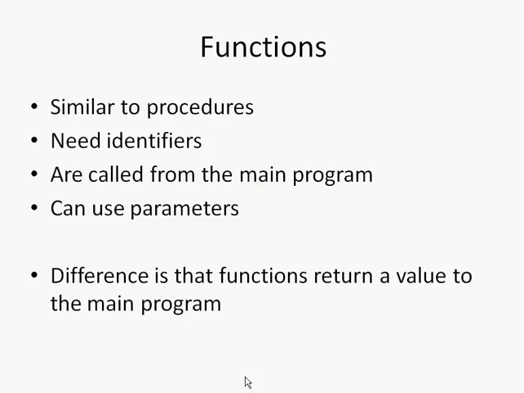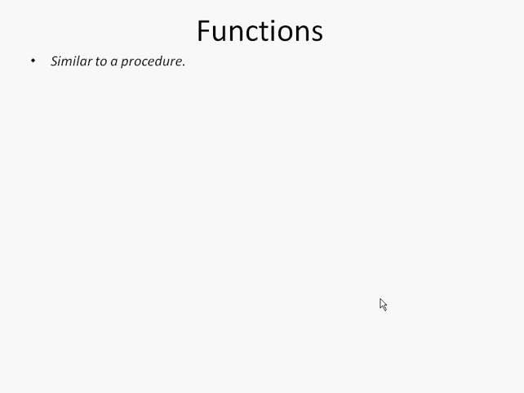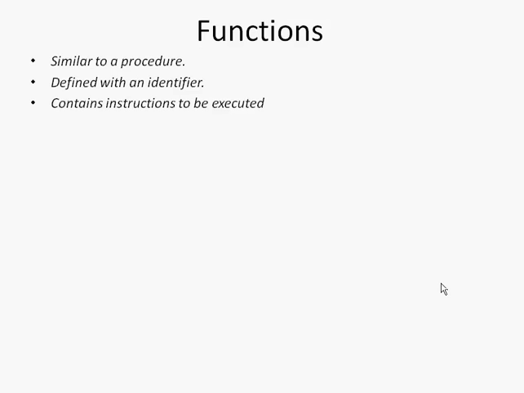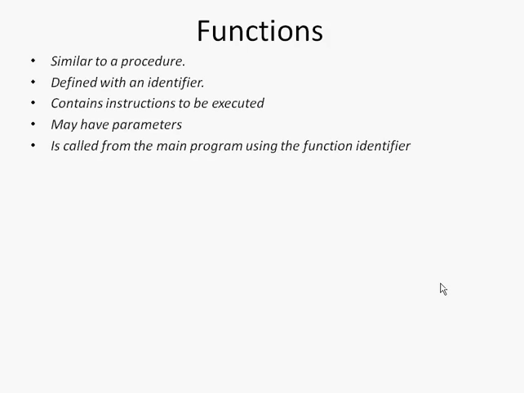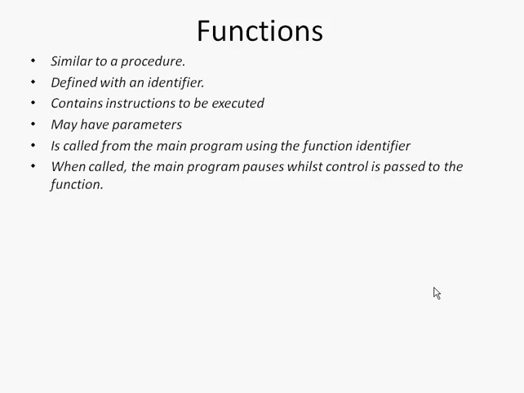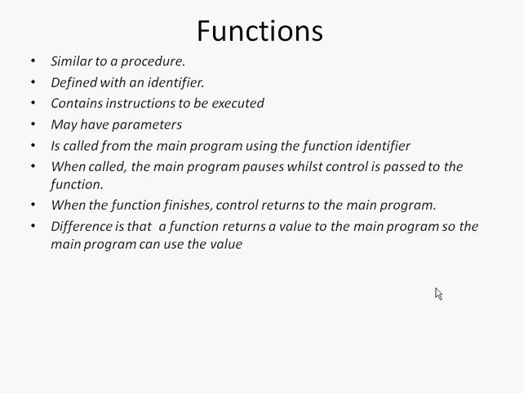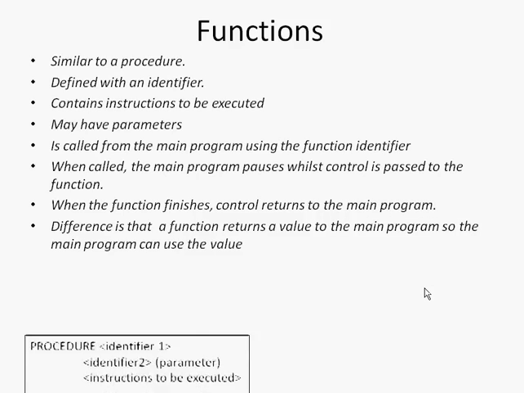So let's just define function. Similar to a procedure, defined with an identifier, contains instructions to be executed, may have parameters. Is called from the main program using the function identifier. When called, the main program pauses whilst control is passed to the function. When the function finishes, control returns to the main program. But here's the major difference, is that a function returns a value to the main program, so the main program can use the value, like we did in our message box.